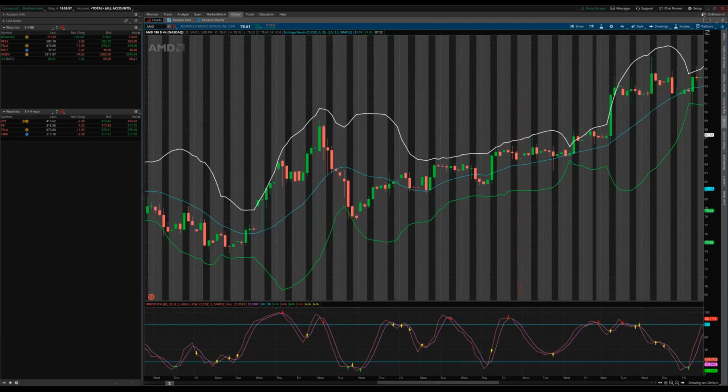You get to see some of the other things that I use, but I think Bollinger Bands are fantastic. For one, you don't have to pay for Bollinger Bands, okay?